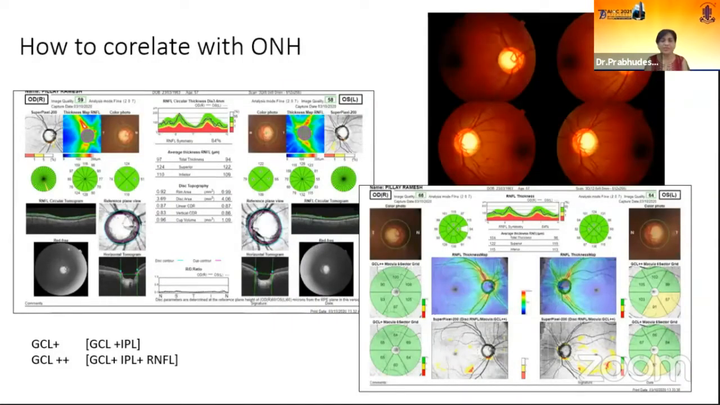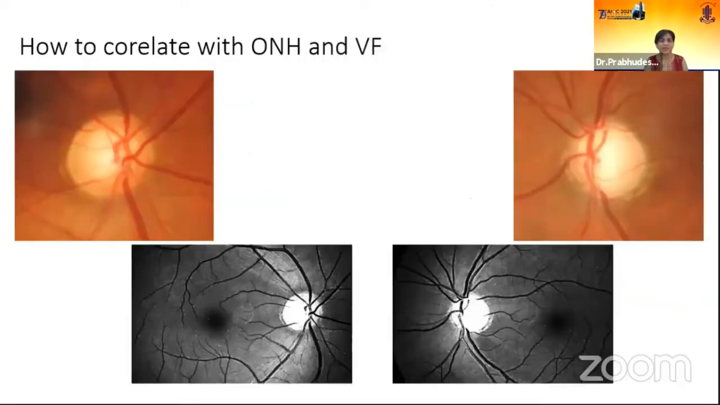Now let's see how we can correlate with ONH. Now here we know that there is a high CD ratio over here, and you can see that the GCL everything looks normal, even RNFL symmetry is normal. So this can be just a high CD with a large disk. You can see the disk area is very high.